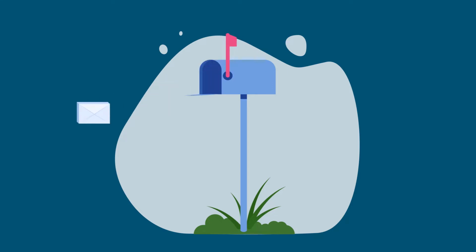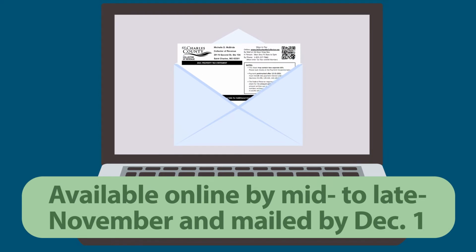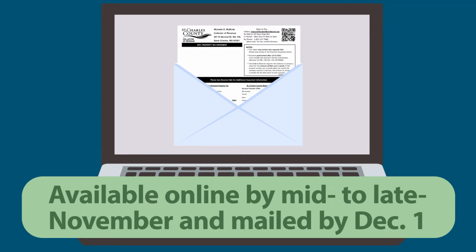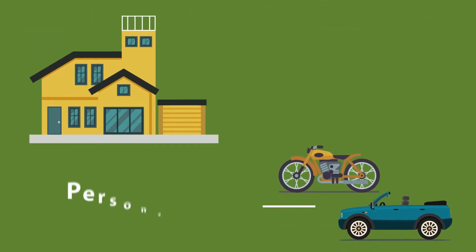The St. Charles County Collector of Revenue posts annual personal property and real estate tax bills online by mid to late November and mails them by December 1st. You receive this bill every year, but do you know why you have to pay the amount you do? Let's go over your bill to find out.